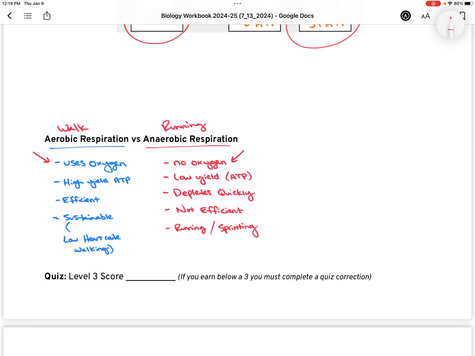In anaerobic respiration, they get their energy from their stored cells, and once they run out, they can't replenish it fast enough. So in aerobic respiration, you use oxygen. It yields a high amount of ATP. It's very efficient and sustainable, meaning you can do it for a long period of time. Anaerobic respiration is low-yielding in ATP, it depletes very quickly, it's not efficient, and its example is running or sprinting, like there at the bottom.